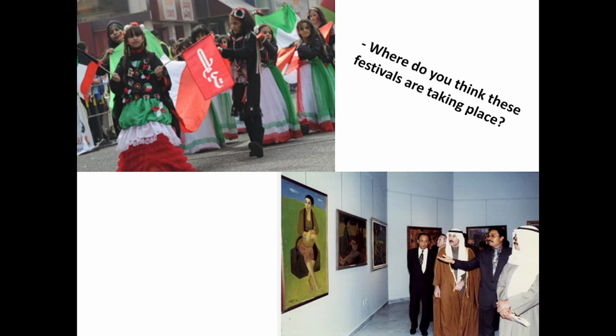Now let's look at the pictures. Where do you think these festivals are taking place? If you notice, both pictures represent the Hala February Festival in Kuwait.